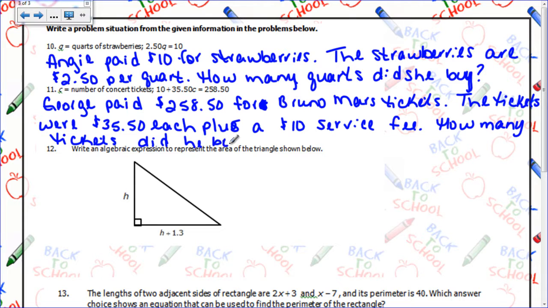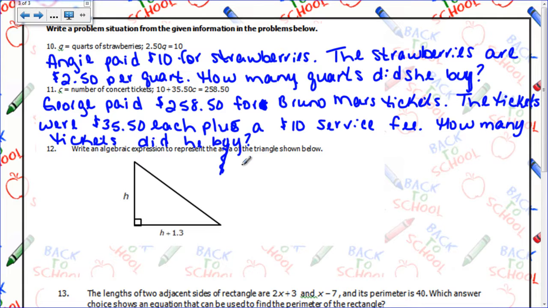And so that's how we go. My pen has decided it's going to be, that's a U. How many tickets did he buy? And so that's how we go from, here's the equation and here is what the variable stands for, write me a problem situation. And we could go backwards. We could be given a problem and then write the equation. I'm sure that that's going to come up very soon. So number 12, we want an algebraic expression to represent the area of the triangle shown below.